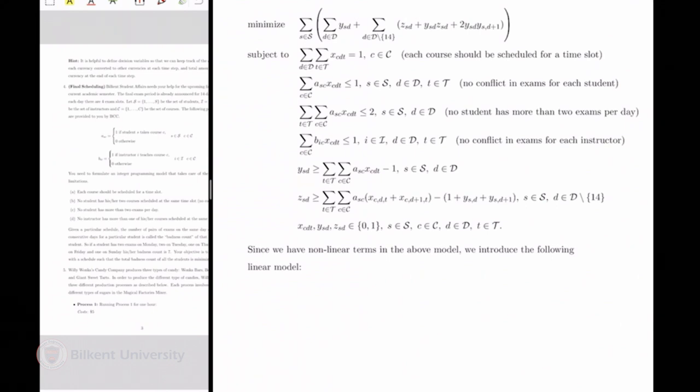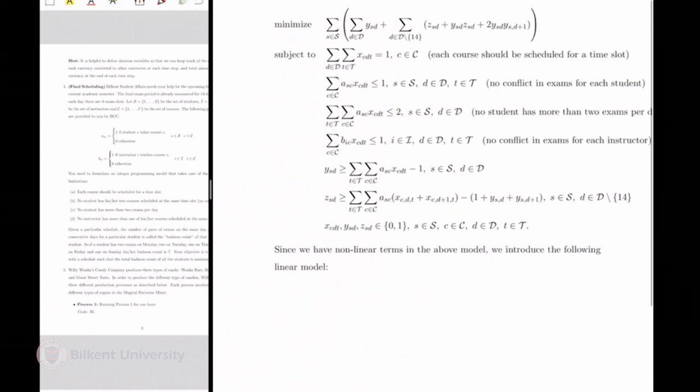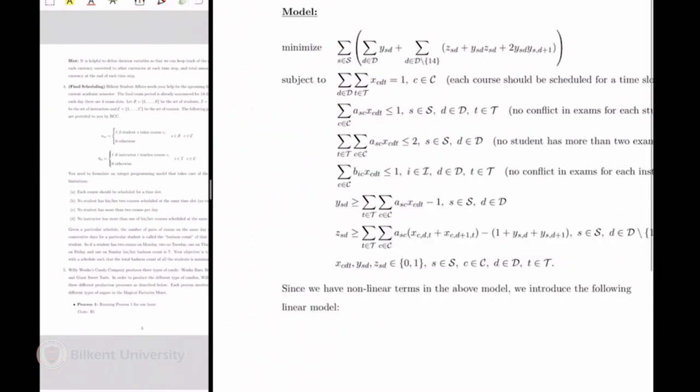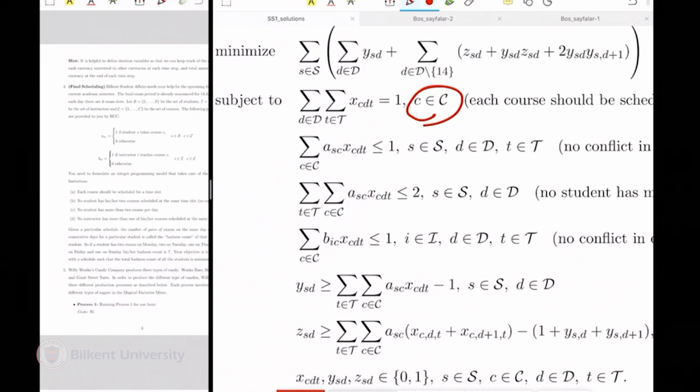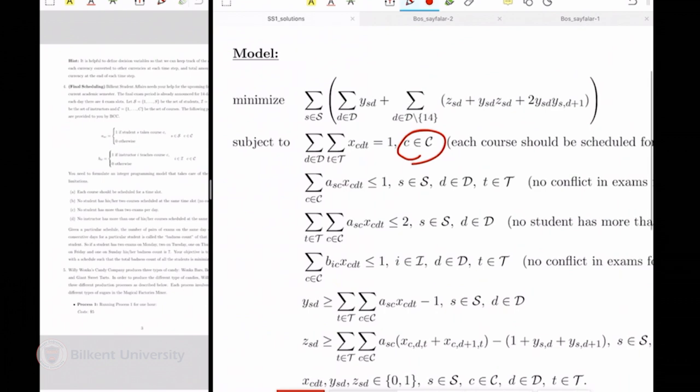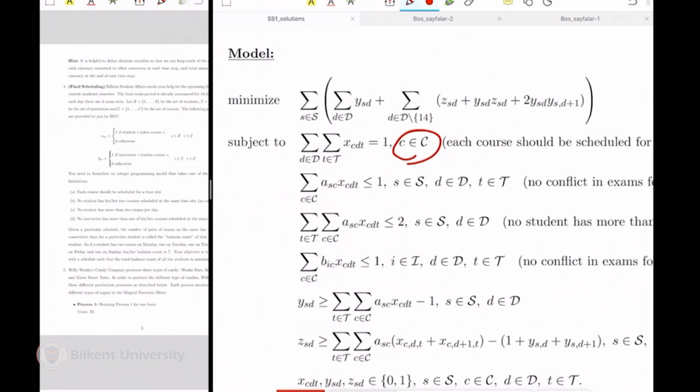I need to enforce that each course should be scheduled for one time slot. So this is a good way to write it. Whenever you want to say that I need to write this for all courses, definitely I would have all courses as the indices of that constraint. So each course should be scheduled for a time slot. So the summation of x over all the days and all the time slots should be equal to 1, meaning that exam should happen exactly once, because I'm summing over all the time.